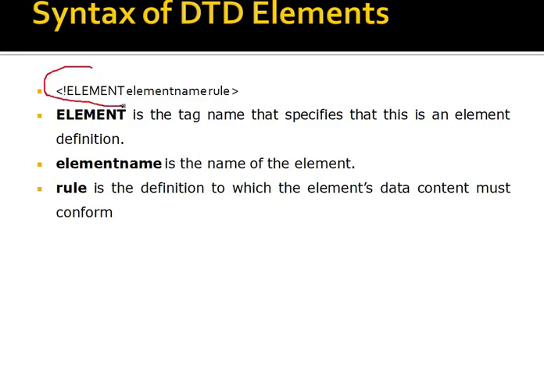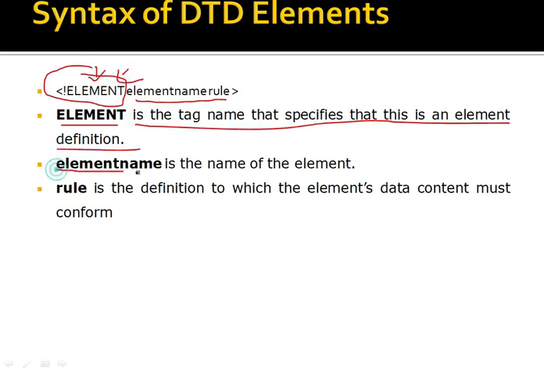This is a keyword followed by the element rule. Here ELEMENT is the keyword that specifies that this is an element definition. Element name is the name of the element in the XML file, and rule is the definition that the element's data content must follow. So this rule tells how the element will take the data. What is the content of this element in the XML file? This is the syntax of an element.